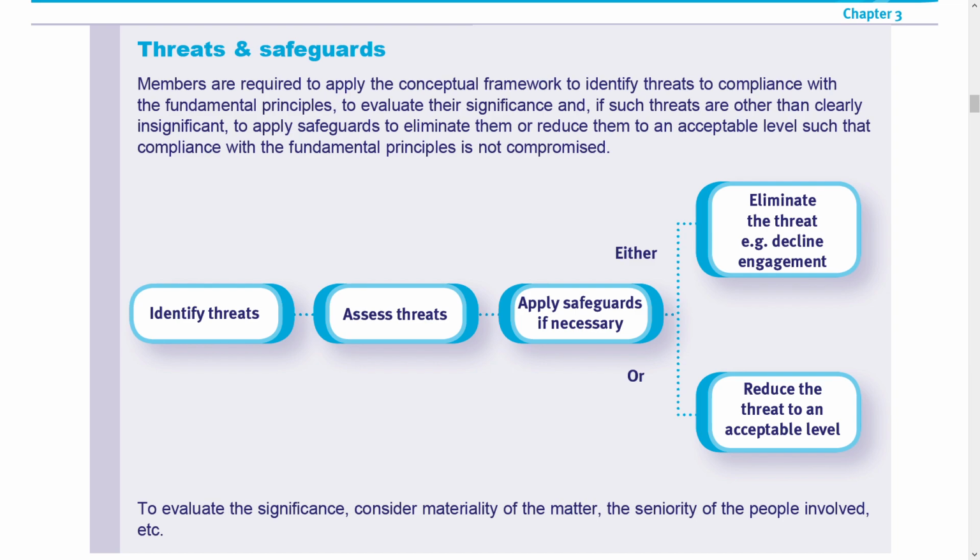Okay, first you have to identify the threat. What is the threat? Then you have to assess the threat, then you have to apply the safeguard if necessary. Either you could eliminate the threat completely. How can you eliminate the threat completely? Decline engagement. That means you don't accept that client at all. You are not going to audit in that firm. You just eliminate it. Okay, so the threat is totally eliminated.